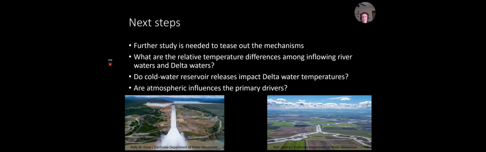And lastly, it'll be interesting to know whether atmospheric influences are really the primary drivers here, which is very possible. There's a lot of talk about hot droughts. And if air temperatures are warmer in general during droughts, that could be a huge component of why we're observing these patterns with no causal relationship to the waters flowing into the delta.